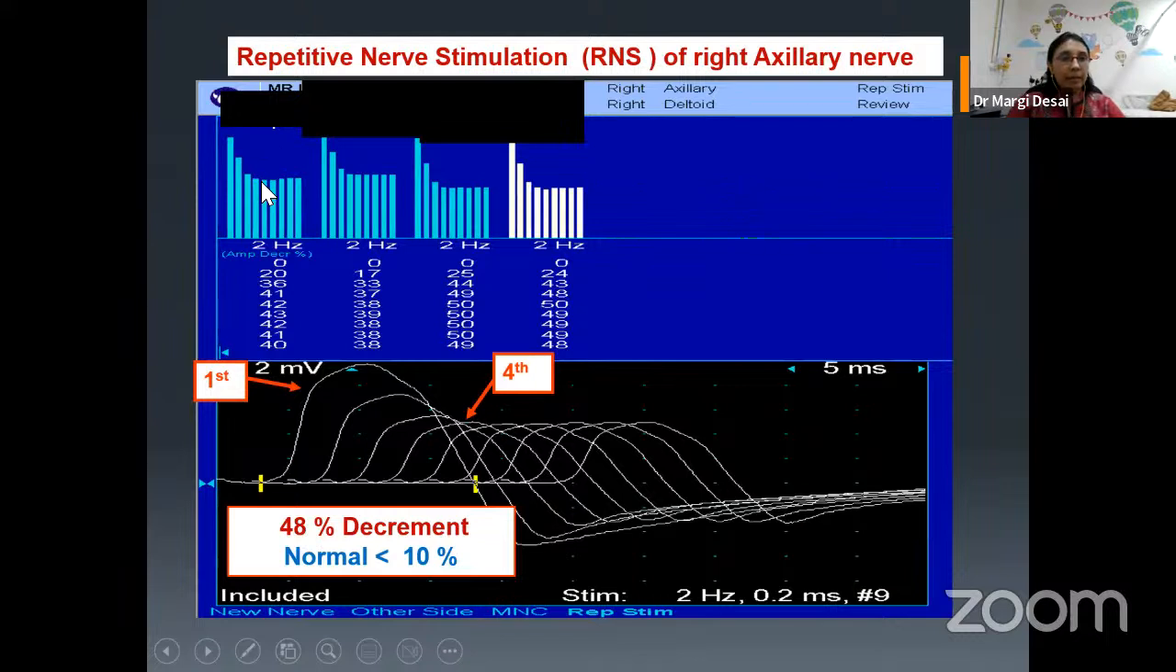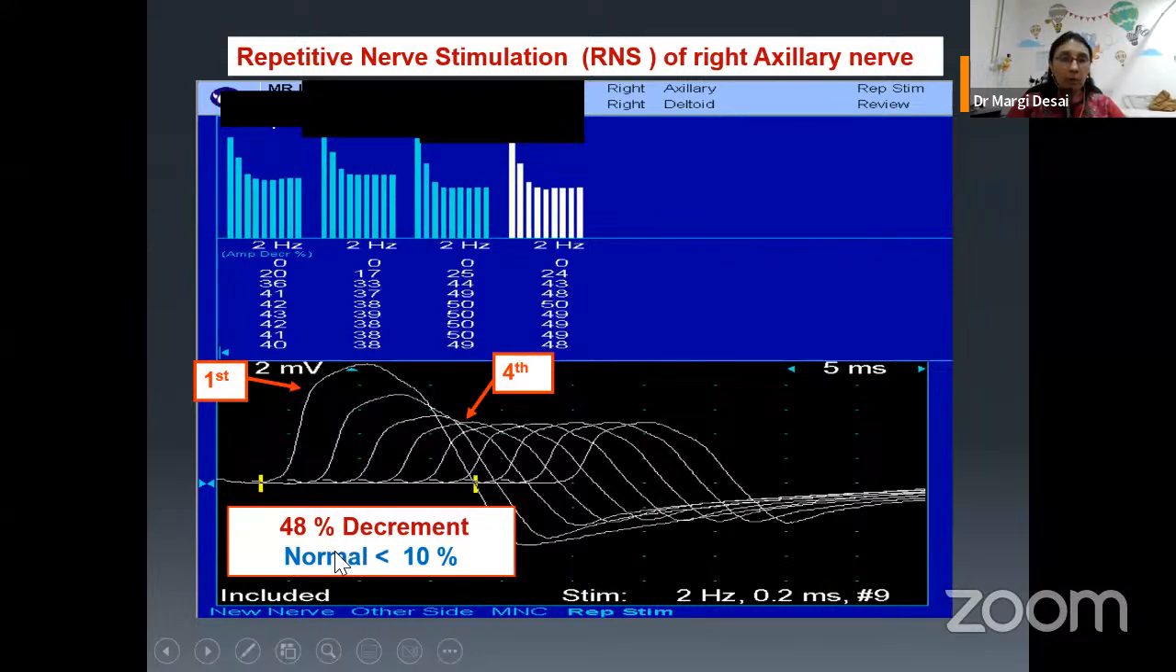This is at rest. This is immediately after exercise. So we ask the child to exercise, raise the thumb and exercise for 30 seconds. And then we take the reading again 1 minute after exercise. So you can see in all three instances, there is a sharp drop in CMAP amplitude between the first and the fourth response. That is known as an abnormal decrement.